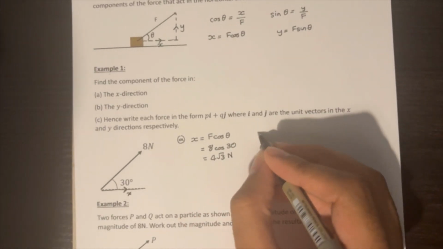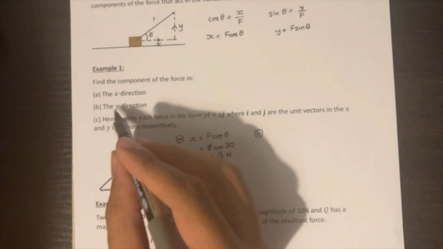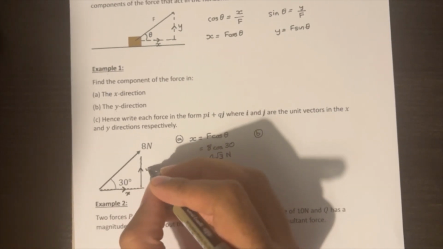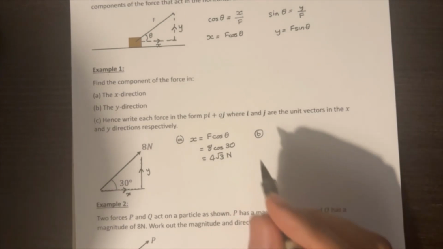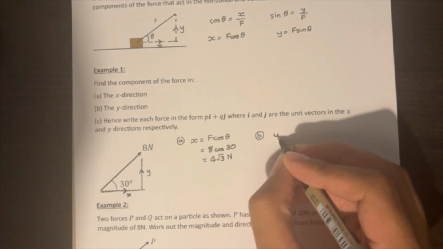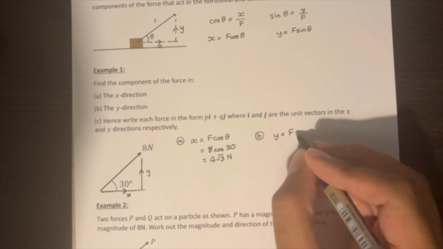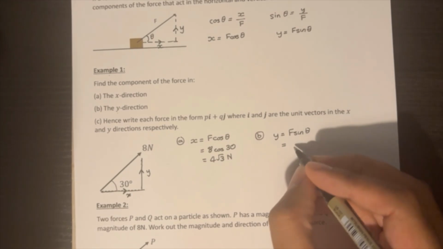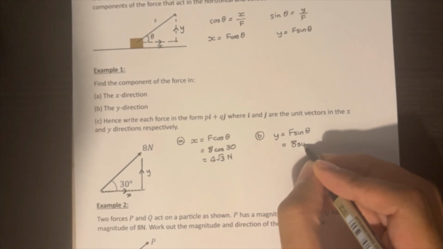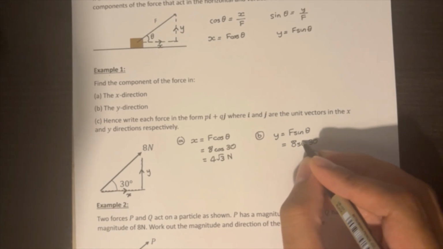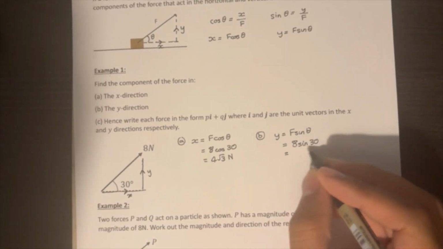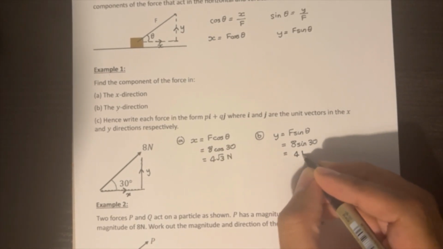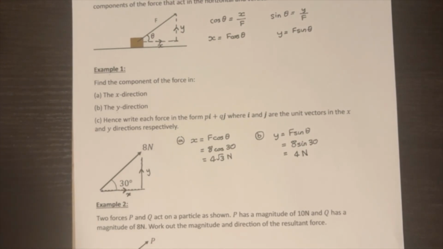Now for part B, we're being asked to find the component of the force in the y direction. So that's going to be this part here. Again, from what we did above, we've got that y is equal to f sine theta. So that is going to be equal to 8 lots of sine 30. We could put that into the calculator, or we could recognise that sine 30 is a half. So that's going to be 8 times a half, which is going to be equal to 4 newtons.